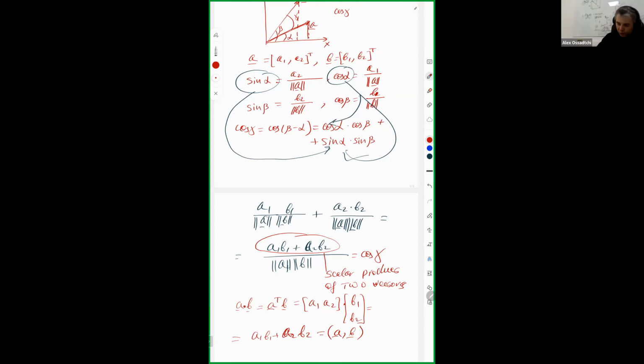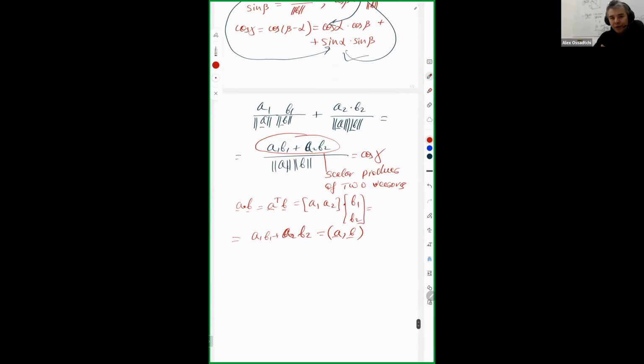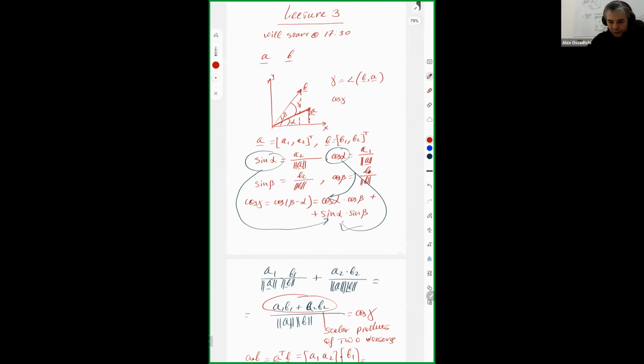But we will mainly not use this notation. We will either use a dot b, which is a scalar product, or we use it this way. What's important is that this thing is called scalar product, so the output is a scalar, just a number, and this number is cosine of gamma. And this cosine of gamma is basically measuring a similarity of the directions in which the two vectors are pointing.